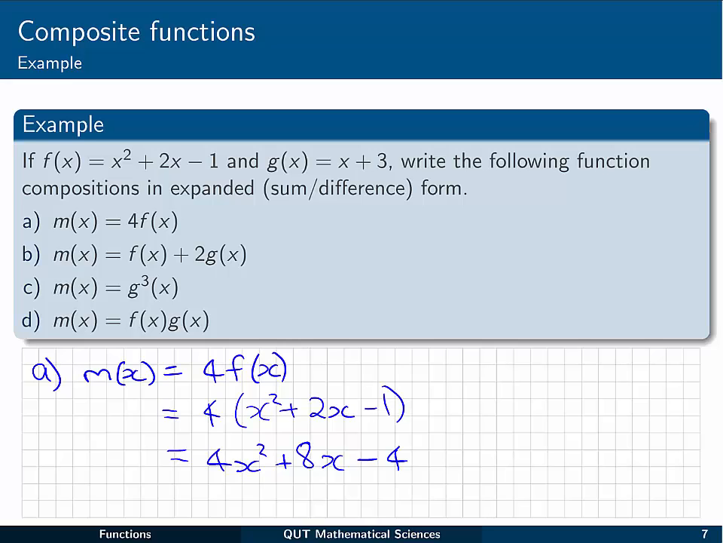Okay, so first up, m of x is 4 times f of x. So we're just going to go 4 multiplied by the function f of x there, and we just expand that one out to get 4x squared plus 8x minus 4.